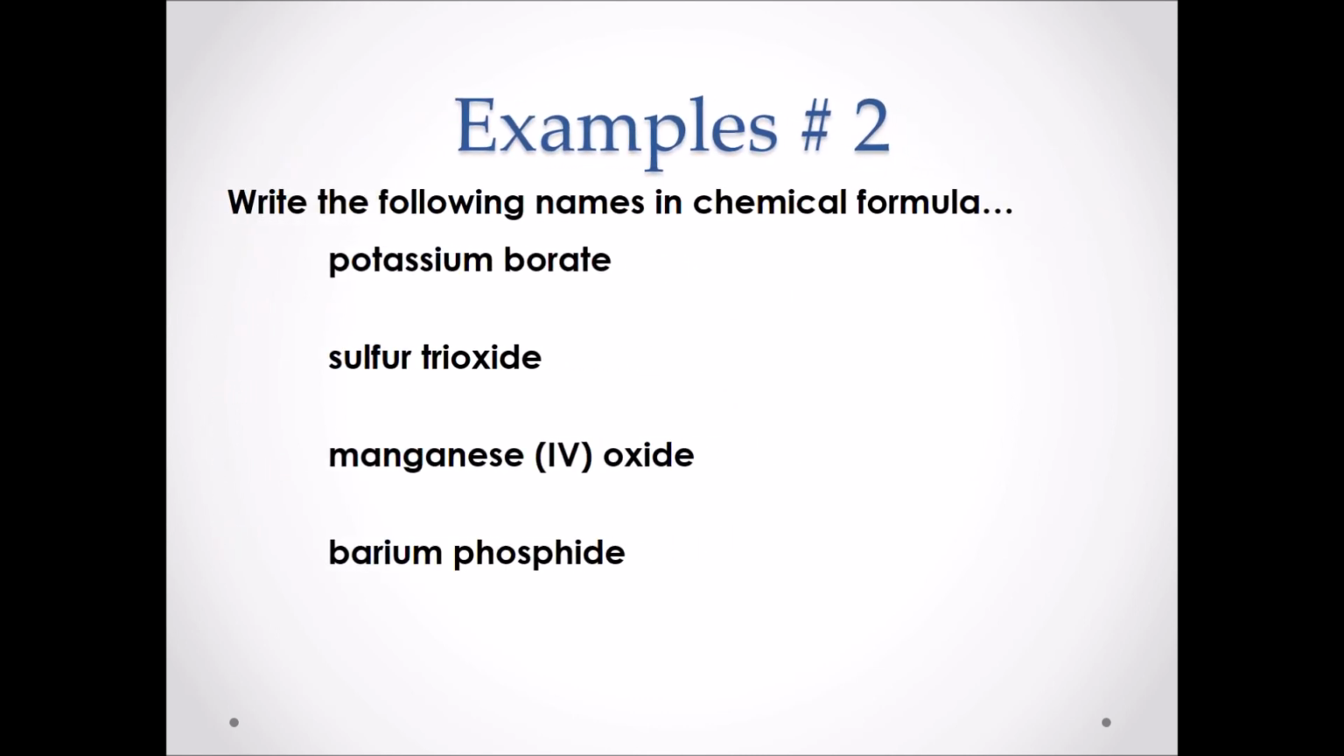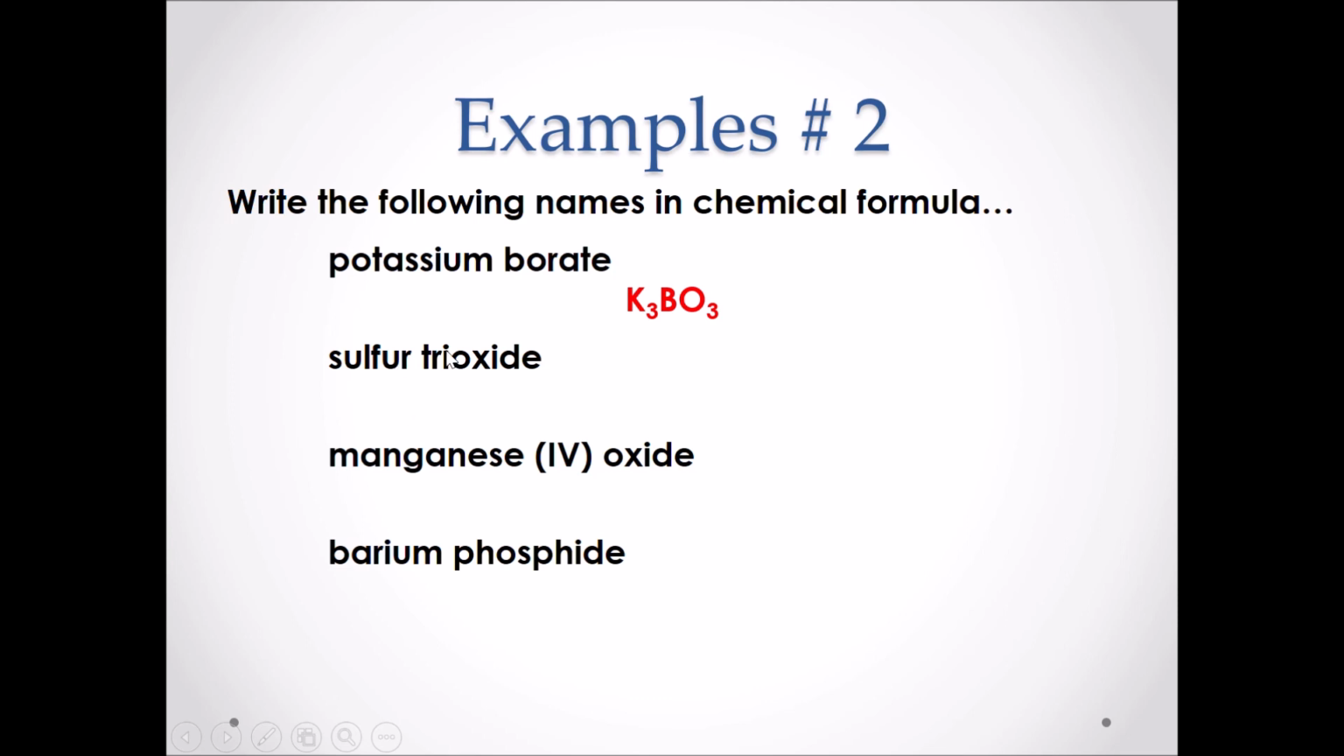Example number 2. Write the following names in chemical formula. Pause the video and attempt this example. First, we have potassium borate. Now it's important to identify that this is an ionic compound. To do this, we need to find the valence charges of each element in the chemical formula. Potassium had a charge of +1 and borate had a charge of -3. So we crossed and dropped the charges and we're left with K3BO3.